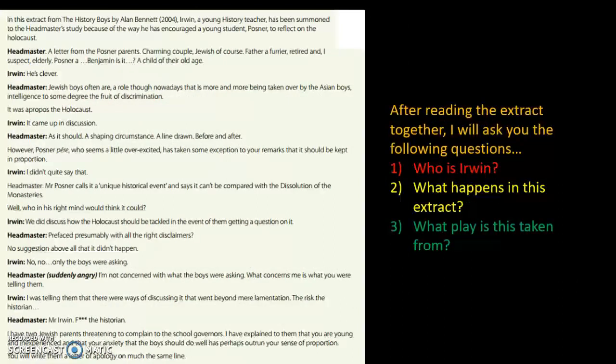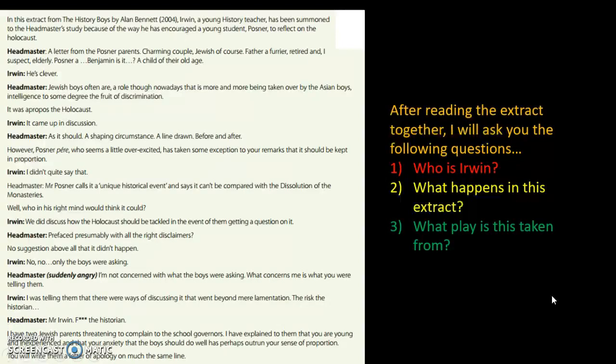Okay, so this is going to be compared with an extract that you might not have come across before. In this extract from The History Boys by Alan Bennett, Irwin, a young history teacher, has been summoned to the headmaster's study because of the way he has encouraged a young student, Posner, to reflect on the Holocaust. Okay, so you can pause it again and read through this.